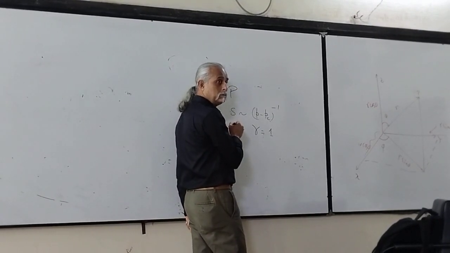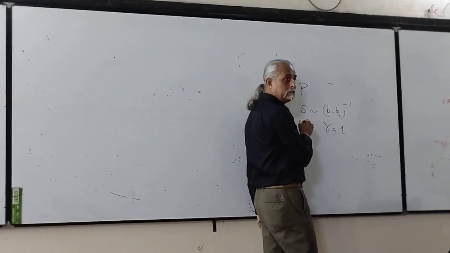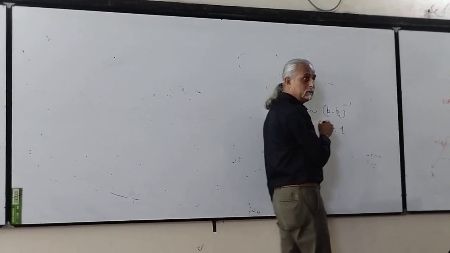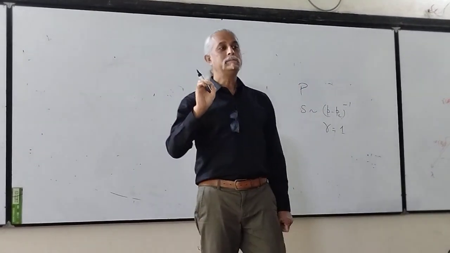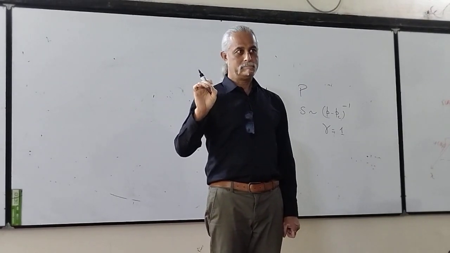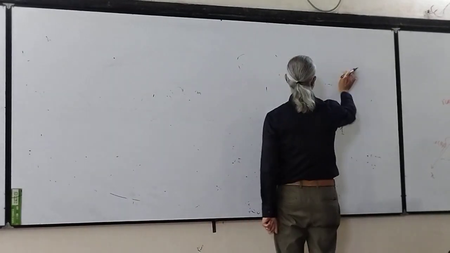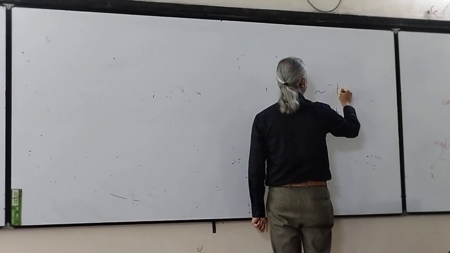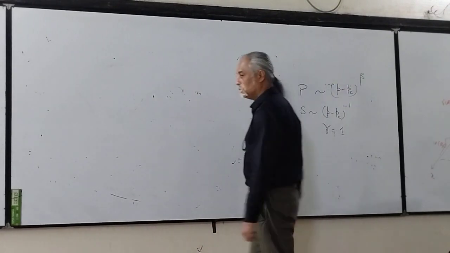Can you recall how I defined P? It is the probability that you pick a site at random and it belongs to the infinite cluster. And that goes like P minus PC to the power beta, where beta is equal to 1.